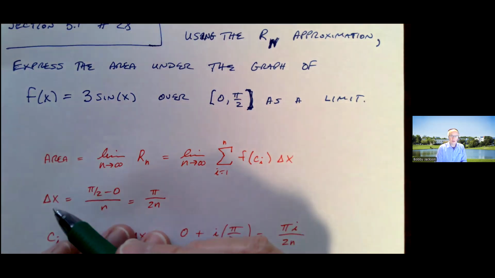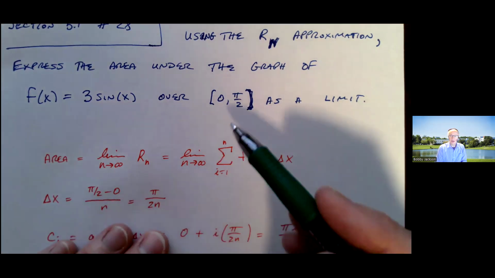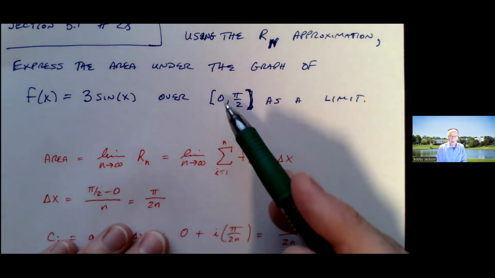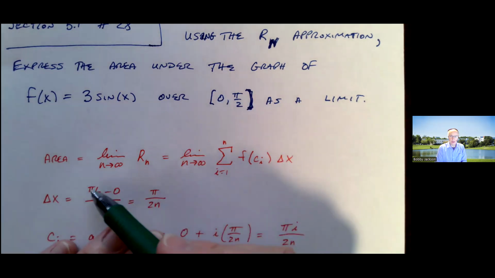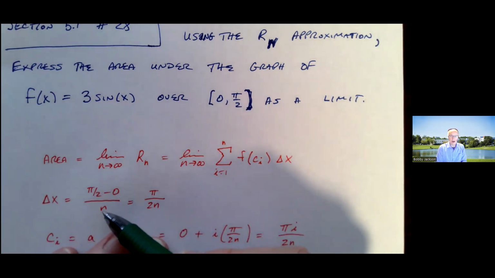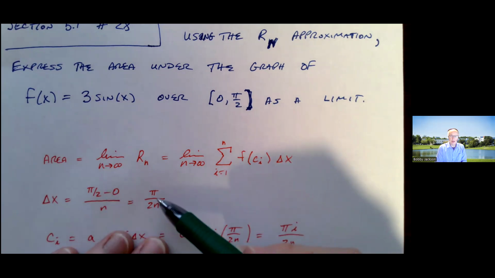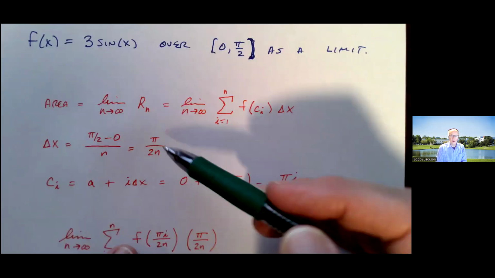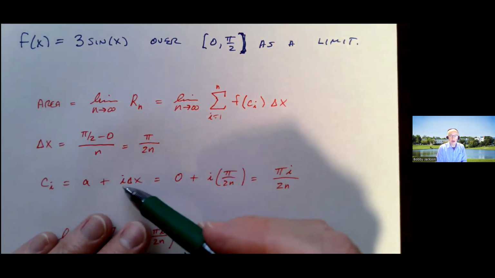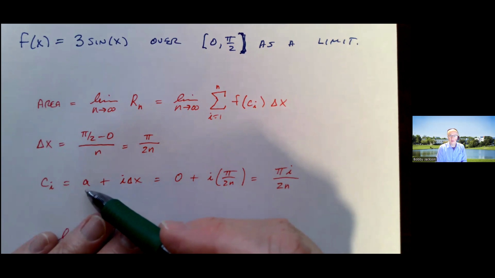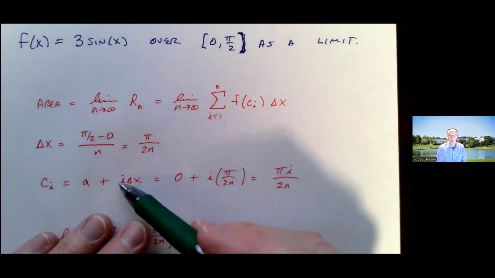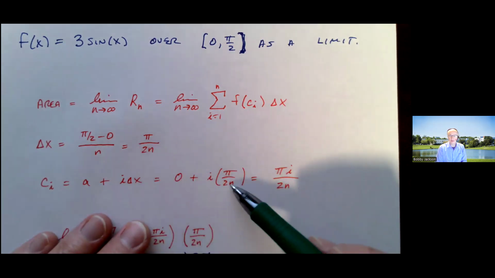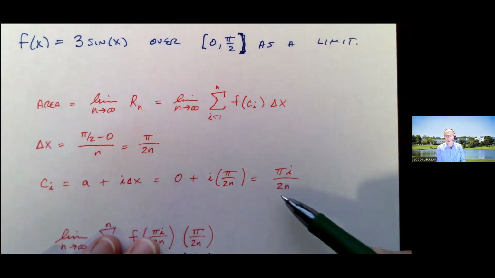Then what's our delta x? What's the width of each of these n subintervals? Well, we're just going from 0 to pi over 2, so the length of the interval is pi over 2. Divide that by n. Pi over 2 divided by n is pi divided by 2n. So there's our delta x. For right-hand endpoints, remember, they're a plus i times delta x. So the value of a is just 0. And of course, i times delta x gives us that. So we get pi i over 2n.